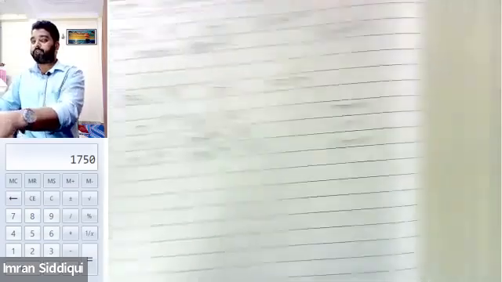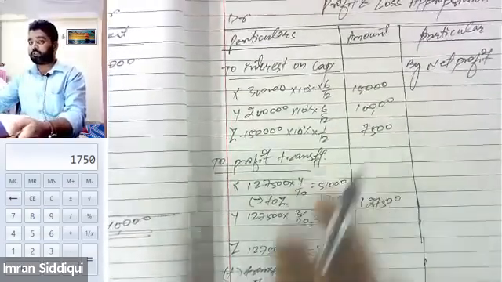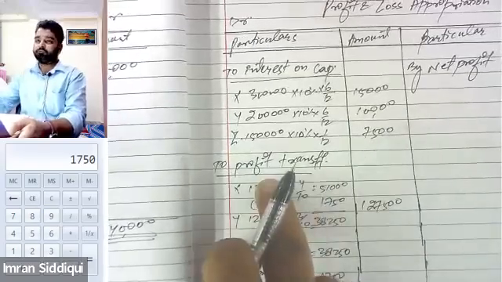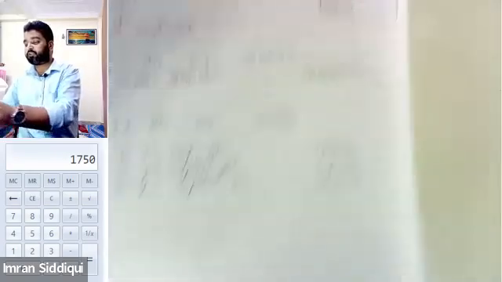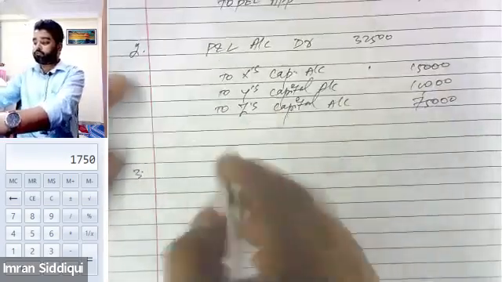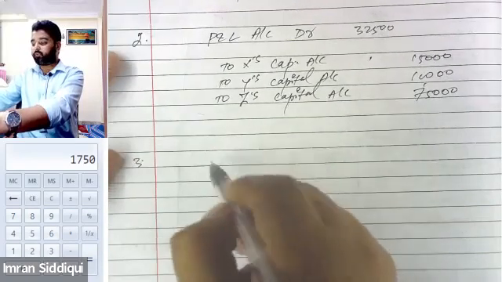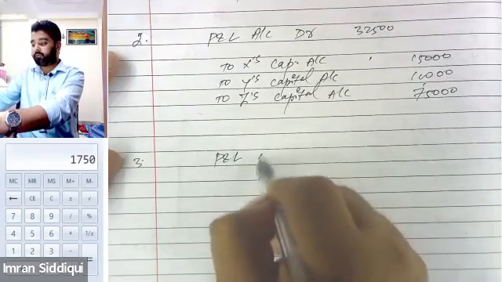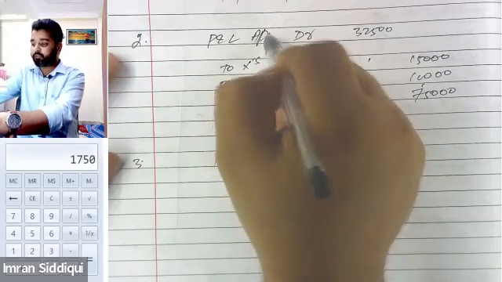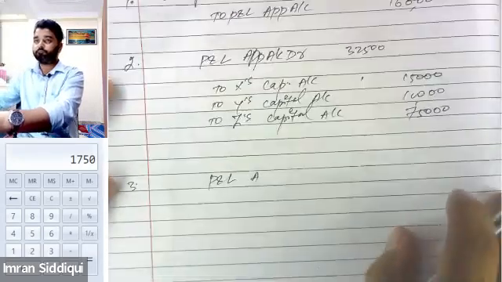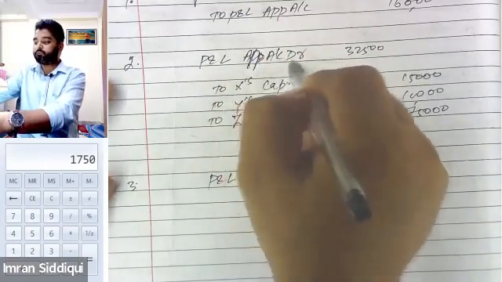Okay. Now the third general entry will be for the appropriation of profit among the partners. In the P&L appropriation, the third thing that we did is the division of profit among the partners. Appropriation of profit is also being done on the debit side. So we will write down P&L appropriation account will be debited. This is not P&L account, this is P&L appropriation account.